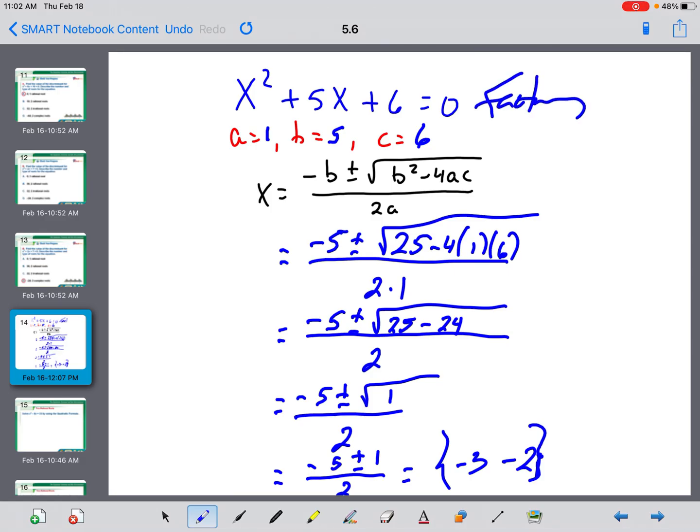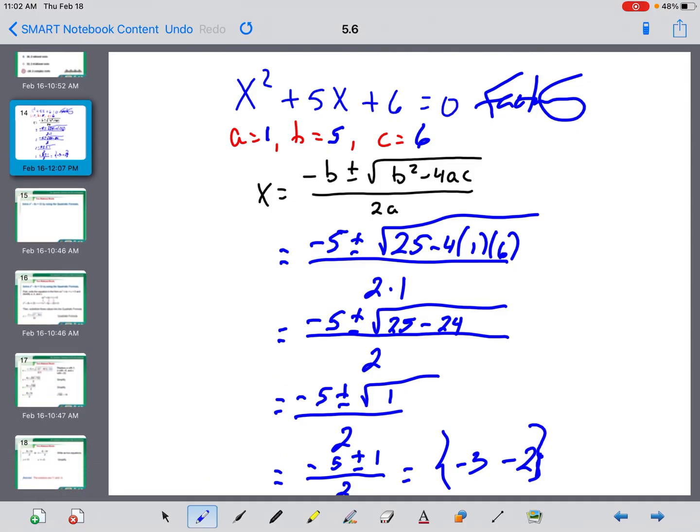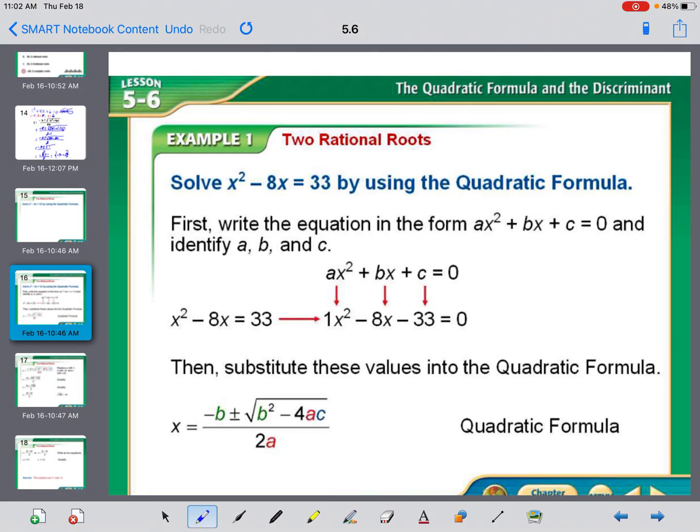Now we could have done this by factoring. You're like, well, why didn't we? Because we wanted to practice this. But we could prove or confirm by factoring that those two really are the solutions.